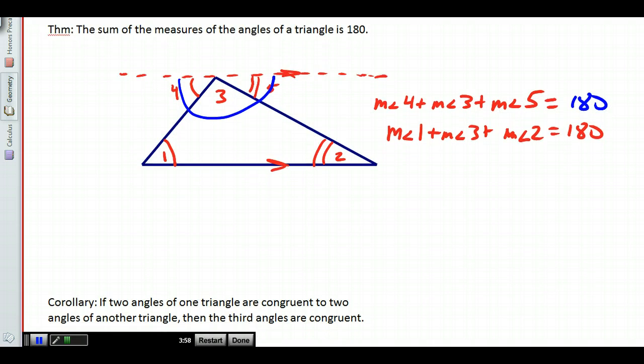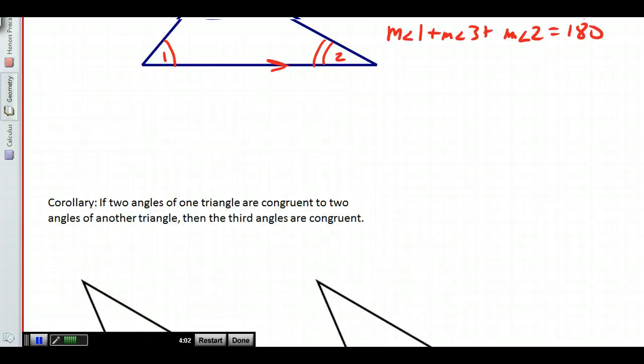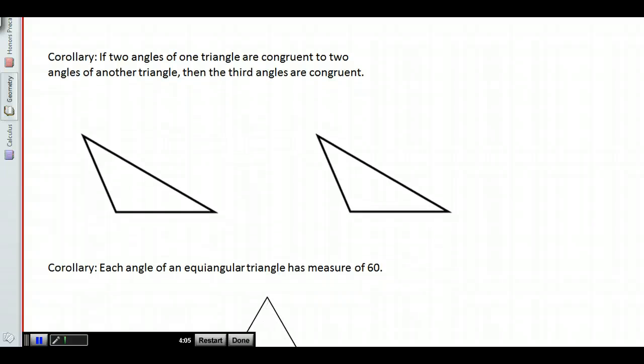Well, from that theorem we can get all kinds of corollaries, and corollaries are just conclusions that follow directly from a theorem. And one of them is if two angles of one triangle are congruent to two angles of another triangle. So if I say that this angle is congruent to that one, and that angle is congruent to that one, since all three of these have to add up to 180, and all three of these have to add up to 180, and these pairs are already taken, then this third angle must be congruent to that third angle.